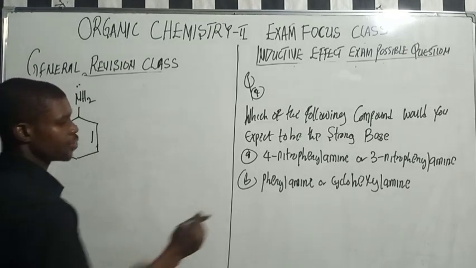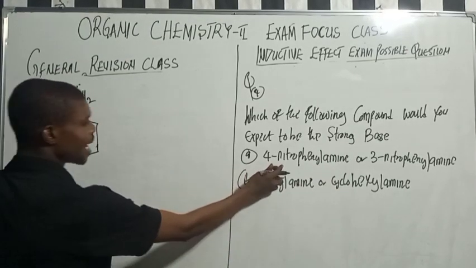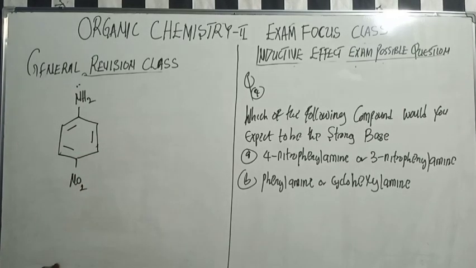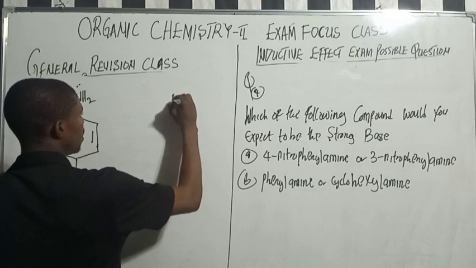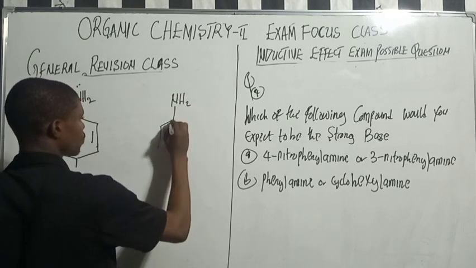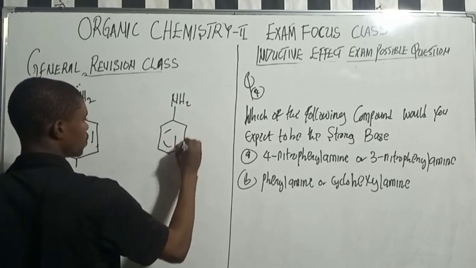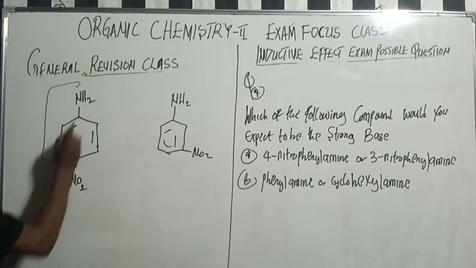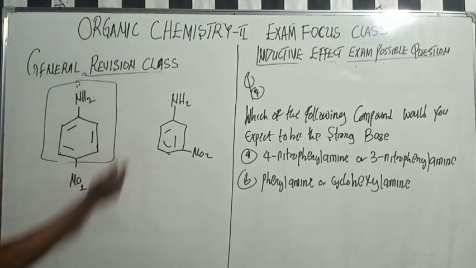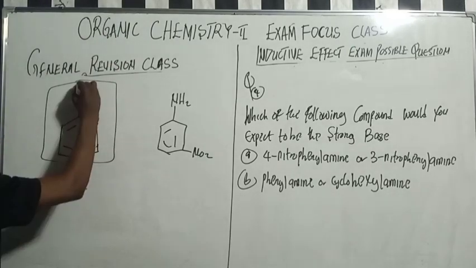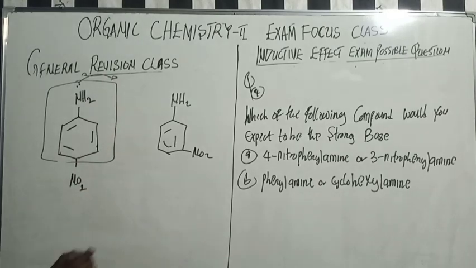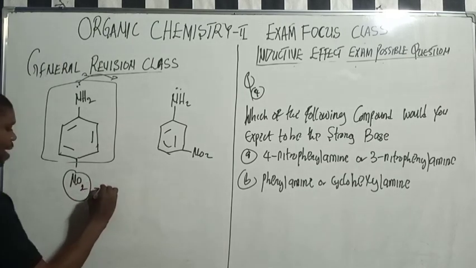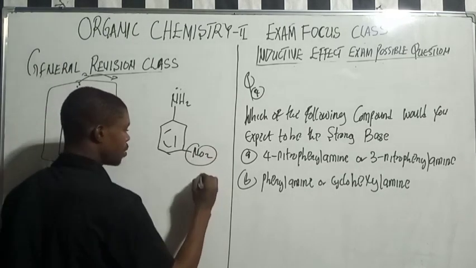Now the next thing is nitro, which is coming by 4. So here we have NO2. Then we also have this one here, NH2, NO2. Now remember, this is a base, and a base gives out the electron, right? Now here is plus. Here we have minus I effect. Here we have minus I effect.